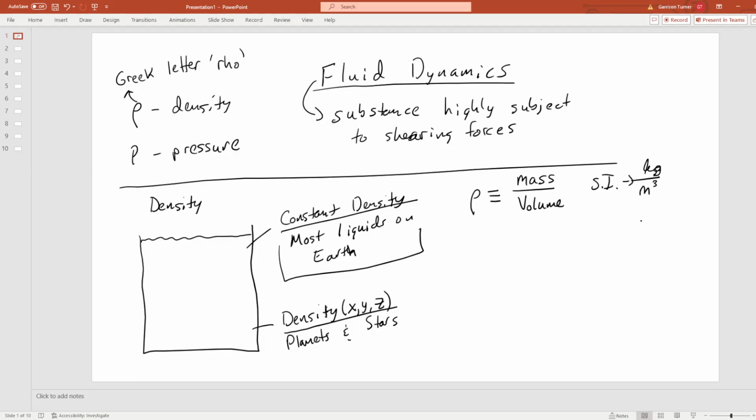So for context, 1 kilogram per cubic meter is a very non-dense substance. It would be something like even less than Styrofoam peanuts. Pure water, by the way, is defined to have a density of 1,000 kilograms per cubic meter.